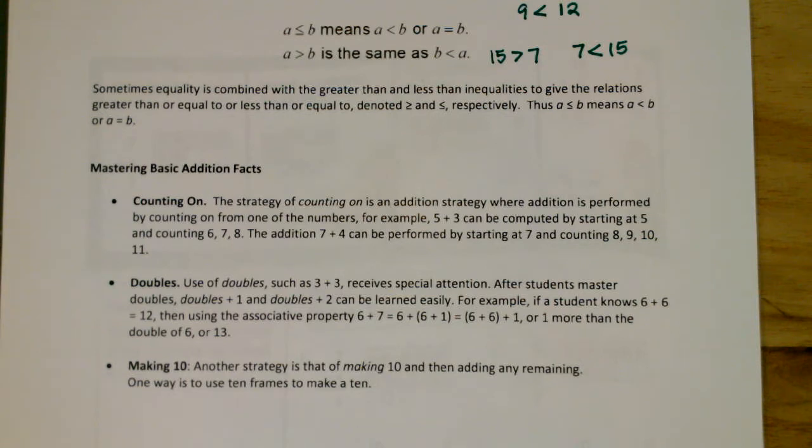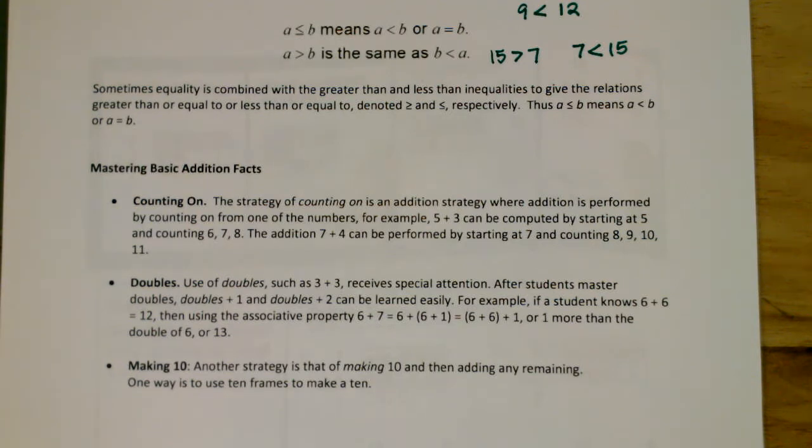And the addition of 7 plus 4, we can start with 7 and then count to 8, 9, 10, 11. Okay, so those are just a couple of illustrations of the counting on approach. Another strategy would be the use of doubles, such as 3 plus 3. That receives special attention. And after students master doubles, then doubles plus 1 and doubles plus 2 can be learned easily.